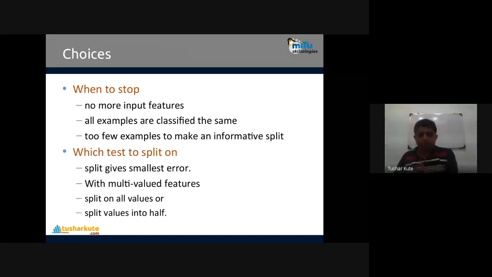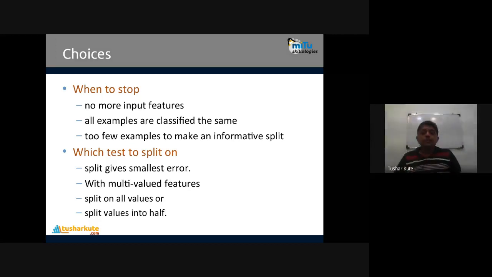Now, when to stop? That is what I mentioned. First case, when no more input features are remaining, the input features are completely utilized. Second case, all the examples are classified the same. Or third, too few examples are there to make an informative split. When there are very few examples, it is not possible to have an informative split, so we directly stop there. Fine, correct. That is what the stopping criteria are.